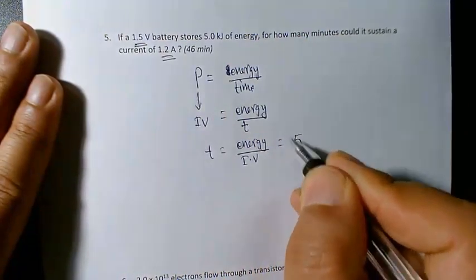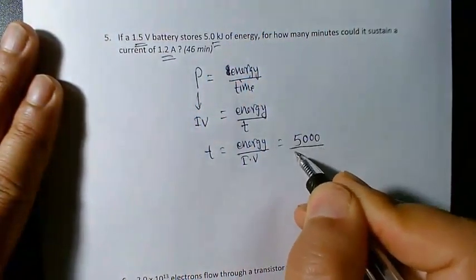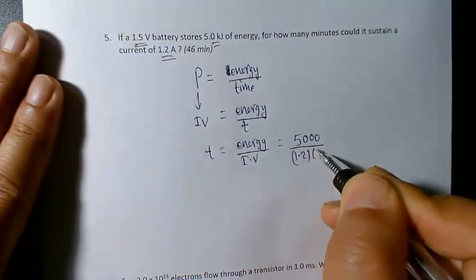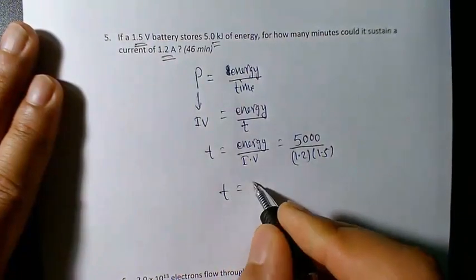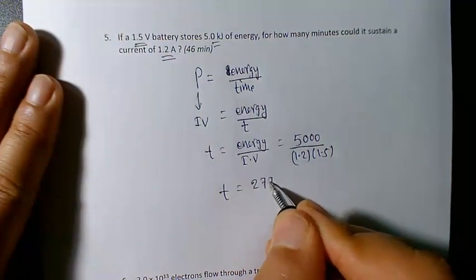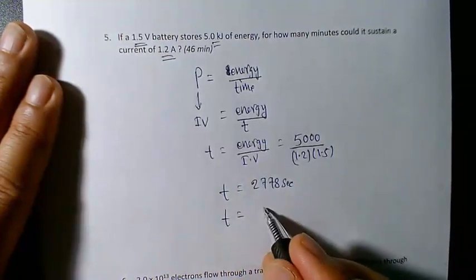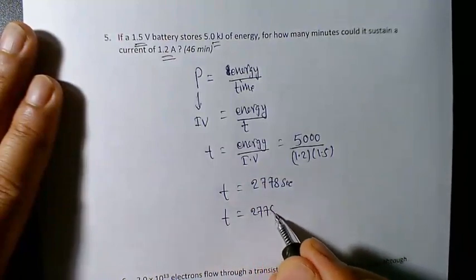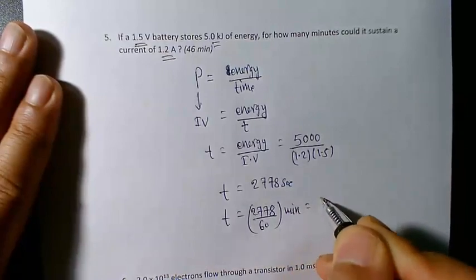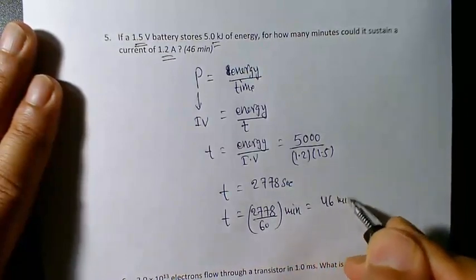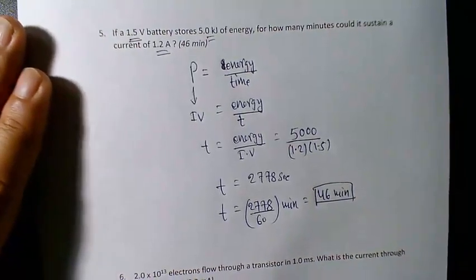Total energy is 5 kilojoules, which must be in joules: 5,000 divided by current, 1.2 amps, and voltage, 1.5 volts. That's it. So the time it takes is about 2778 seconds, and in minutes, generally time is calculated in minutes because minute is the practical unit. It's about 46 minutes. So it takes about 46 minutes to drain the battery completely. Okay.